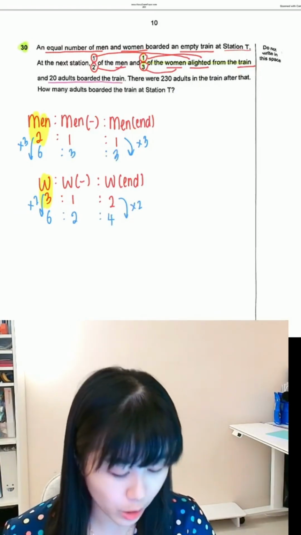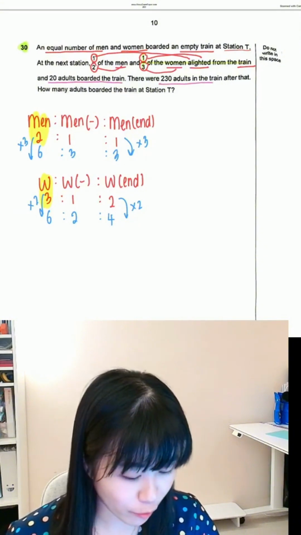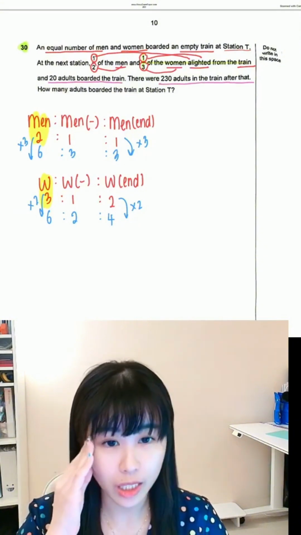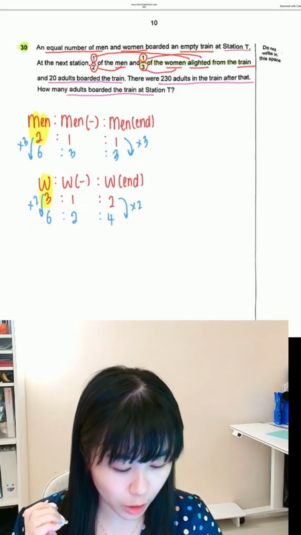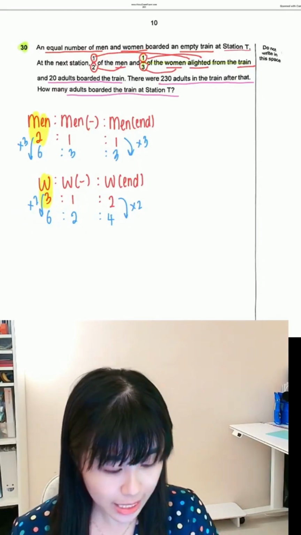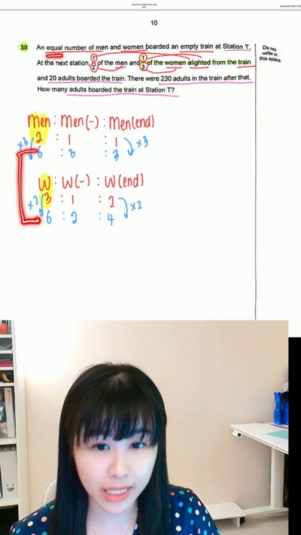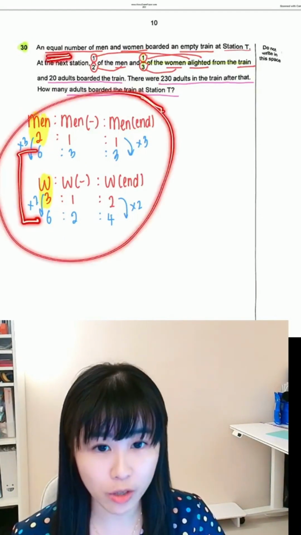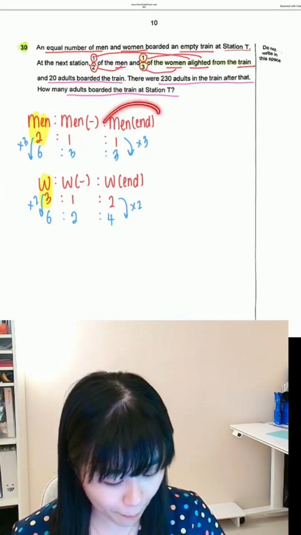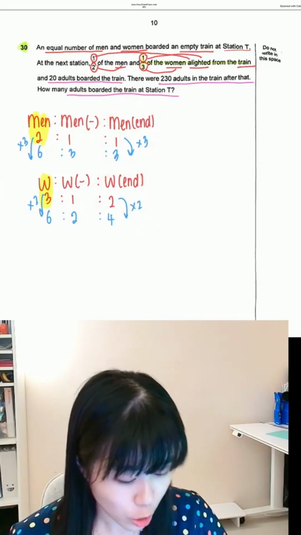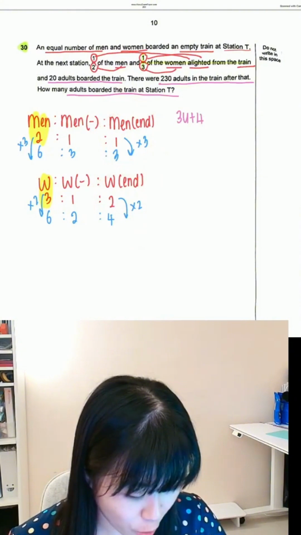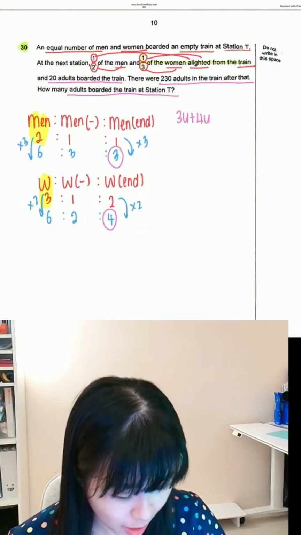20 adults boarded the train. Now you're left with 230 adults in the train after that. How many adults boarded the train at station T? Since I already linked this and this, I made men and women the same because they say it's equal. Means I can treat everything as units already. In the end, the units I'm looking at: men 3 unit and women 4 unit. So 3 unit plus the 4 unit, the men and the women is 7 unit.